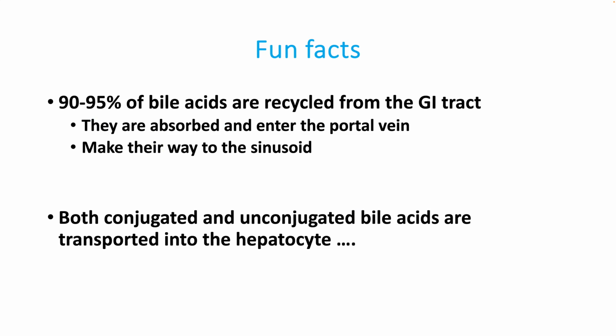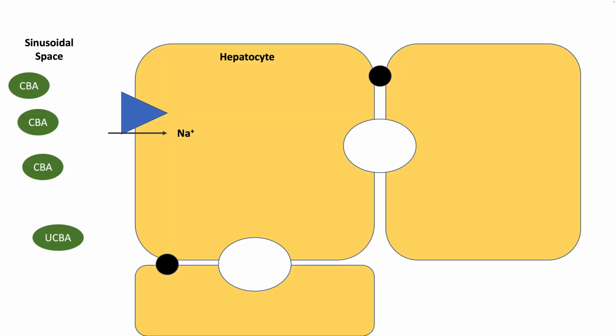First, about 90 to 95% of your bile acids are recycled from the GI tract, which means they're going to be found in both their conjugated and unconjugated form. They're going to travel through the portal vein, make their way to the sinusoid, and then you need to transport these across into the hepatocyte. So there's a couple of different ways that we can transport them.